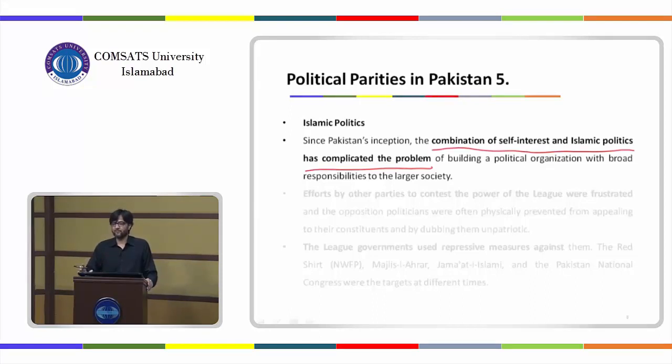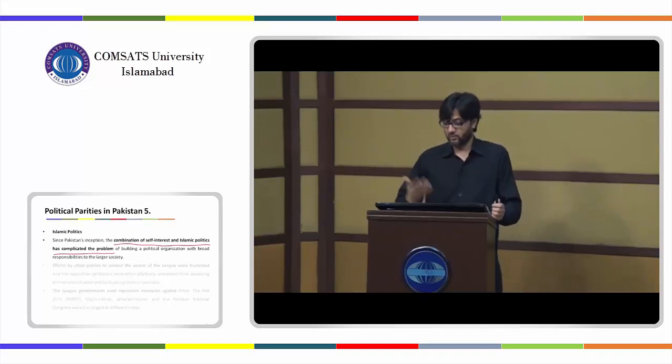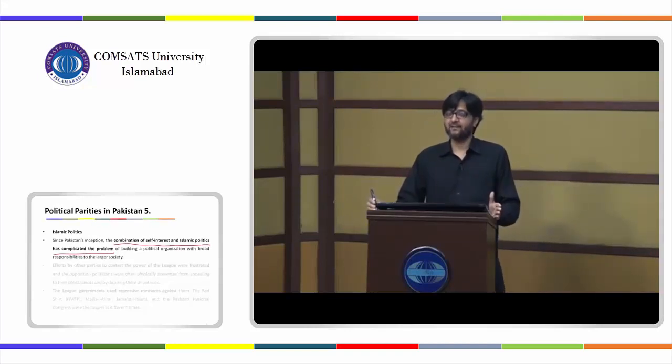Whenever a political party comes up with a solution to the problems of the people of the country, and if that proposed solution is somehow contradictory to the self-interest of the political elites of the Islamic parties, or of any political party in the country, they would brand them anti-Islamic. They would say that this is an anti-Islamic slogan, this is an anti-Islamic person proposing this solution, and he is not sincere with the cause of Islam in the country, and that is why you should not vote for him or her. So this complicates the whole issue, and this is not the case only in the current era. It has been the case since the inception of Pakistan.